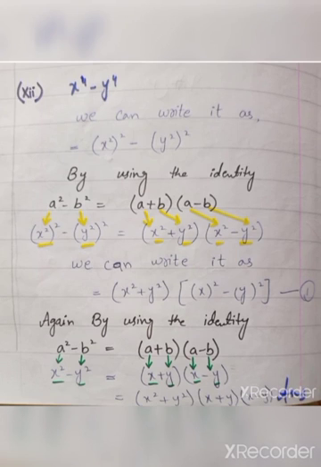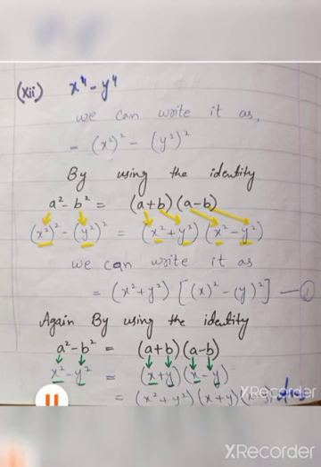This is not a complete answer because here the second parenthesis is a case of difference of two squares. That means you have to apply the formula for the difference of two squares one more time. So we can write it as x square plus y square multiply with x square minus y square. This is equation 1. Now again by using the identity, that is a square minus b square is equal to a plus b multiply with a minus b.